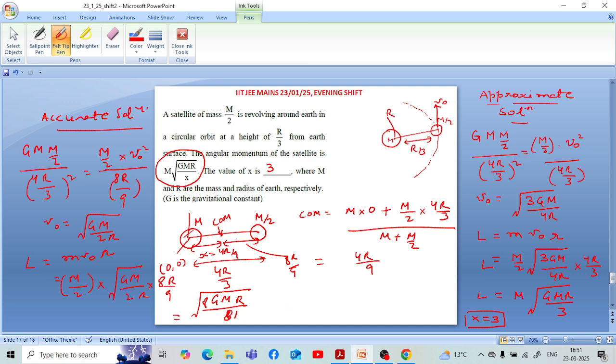In this way, after comparison, we can say that the value of x is 81 by 8. So this is the accurate result. It is nearly equal to 10. So it is very far away from the approximate result, which is 3. So the accurate solution of this problem is 10. So hope you understand the explanation.